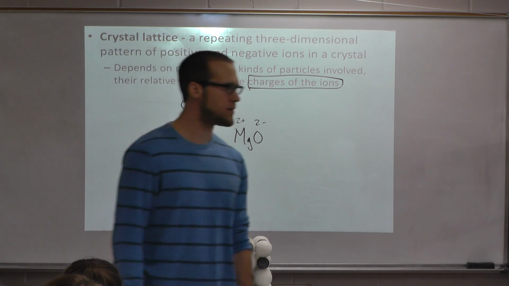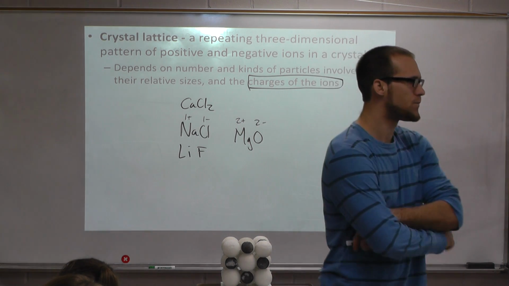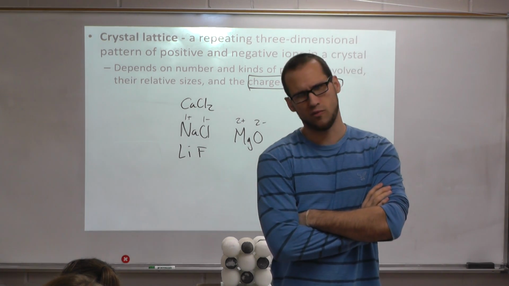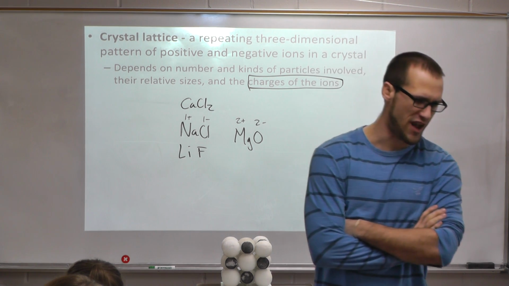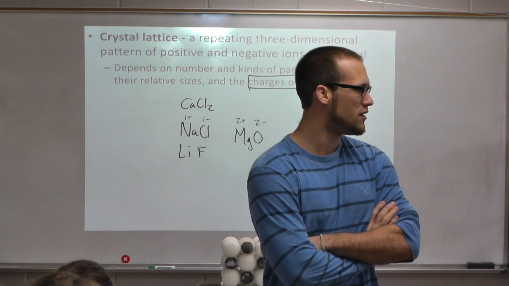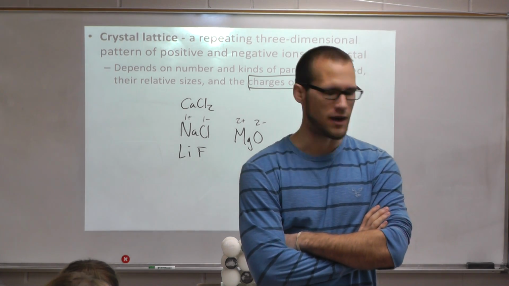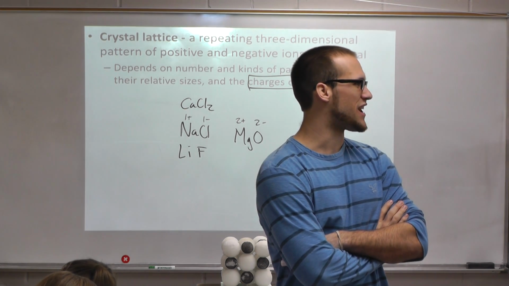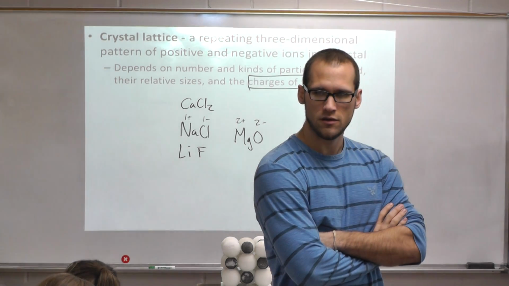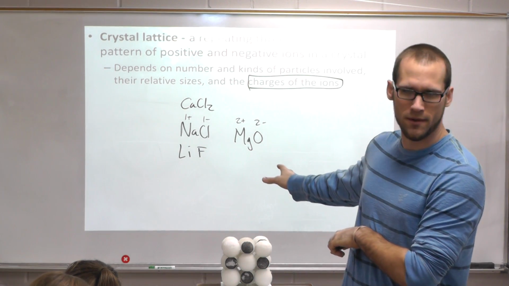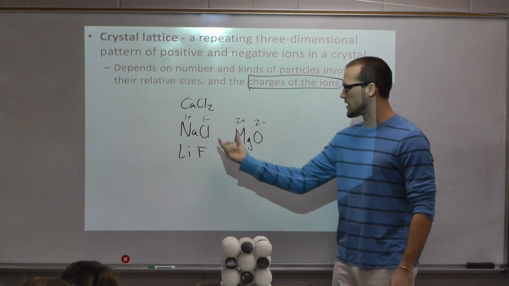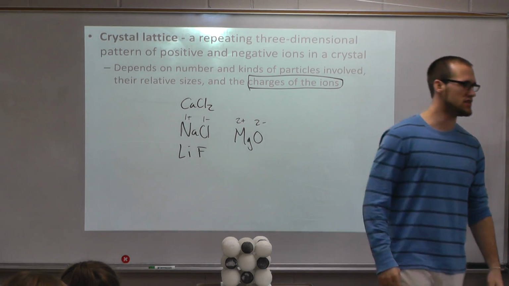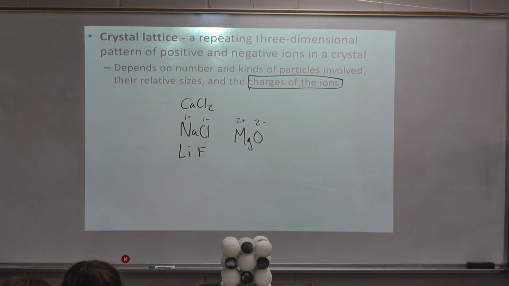They have the same ratio. What would be the main effect that the difference in charge would have on it? Stronger bond. Yeah. Right? You'd have a structure that was held tighter. Right? Still have the same general shape, but if I were to try to break the bonds of this versus break the bonds of this, which do you think would be easier to break? First one. Wait, did you say MgO?